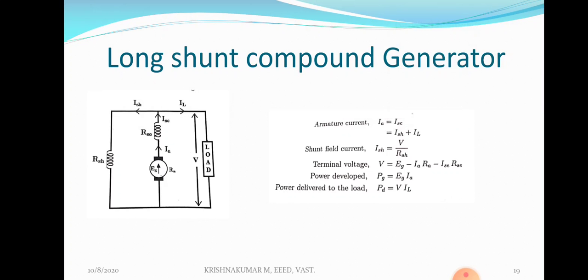Power developed PG is equal to EG into IA, generated EMF into the current flowing through the armature. Power delivered to the load is equal to V into IL, the voltage available across the load into the current flowing through the load. So these are the basic equations of a long shunt compound generator.